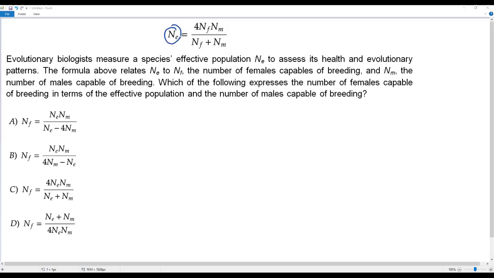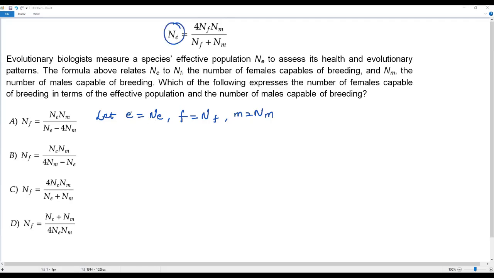So this Ne represents the effective population of the species, this NF represents the number of females capable of breeding, and this NM represents the number of males capable of breeding. According to the question, we have to find the number of females capable of breeding in terms of the other two quantities, Ne and Nm. So we have to solve for NF in terms of Nm and Ne. Now let me assign some new variables: let E equal Ne, F equal NF, and M equal Nm. I assign these new variables to make the solving process easier.